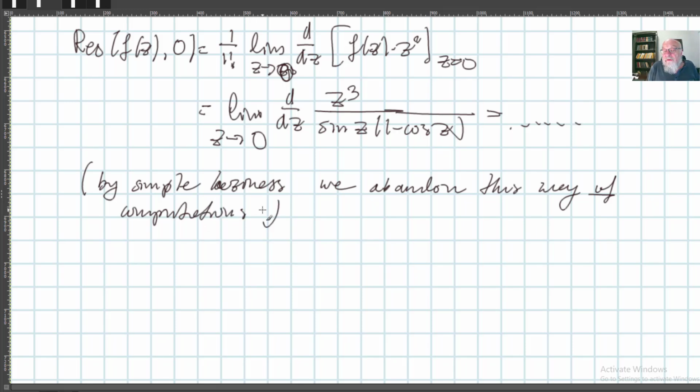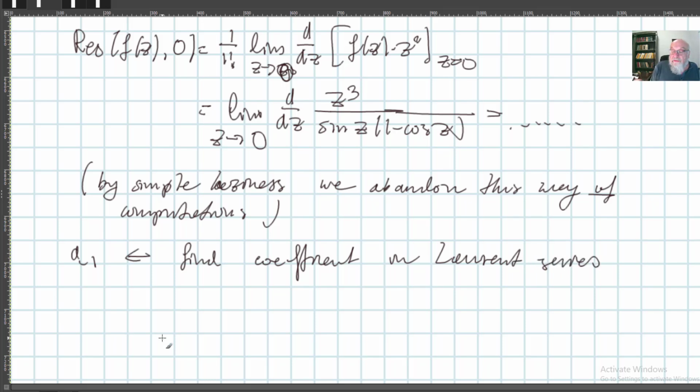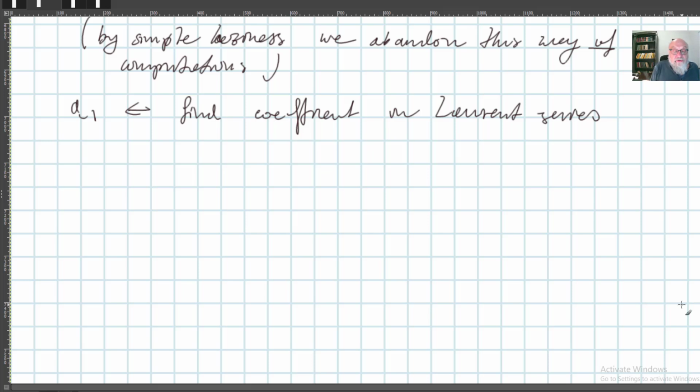And we know that there's another way: trying to figure out the Laurent series, the a-1 coefficient. So we will try to find the coefficient in the Laurent series. So let's start doing it.